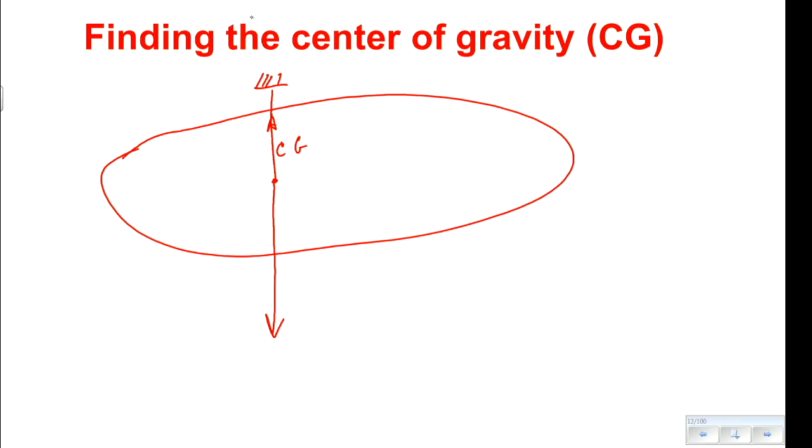So let's say I have a bat. Is this the center of gravity? No. Where is it? No. This is how I find it. When I find the point where it's in equilibrium, the center of gravity is here. You can do it with anything.